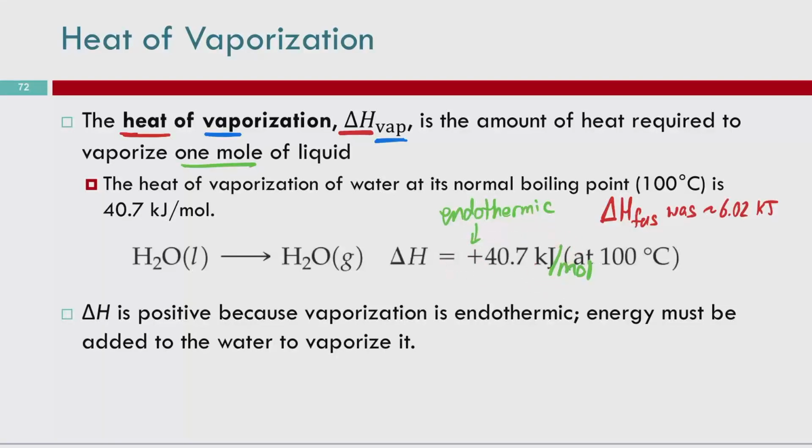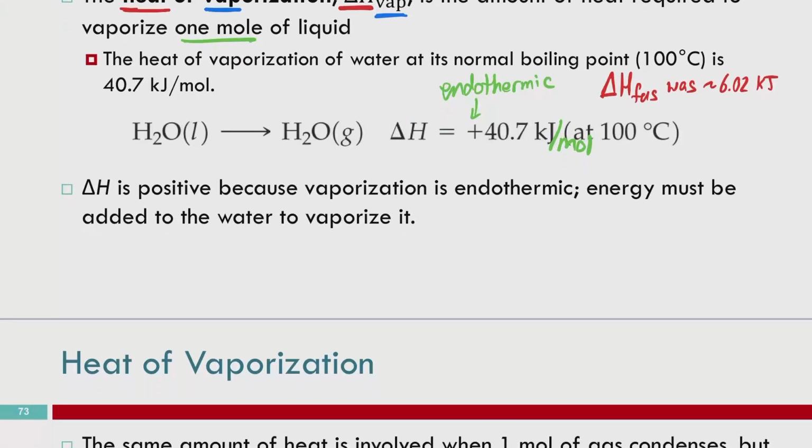A fun thought experiment that I've thought about is what if you just magically swapped these values so that delta H of fusion was 40.7 and the delta H of vaporization was 6.02, and what would that be like? So that's a fun thought experiment you can engage in if you're feeling quirky.